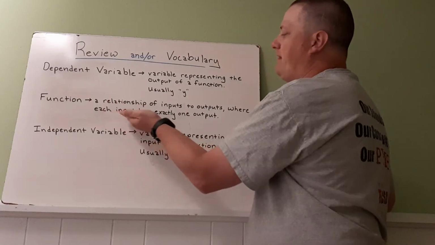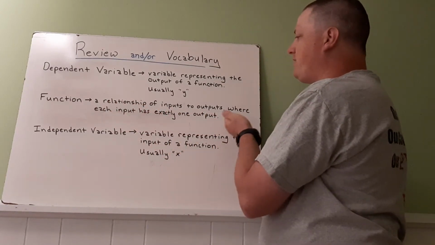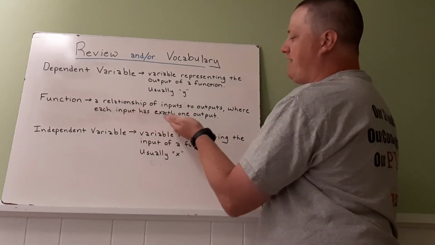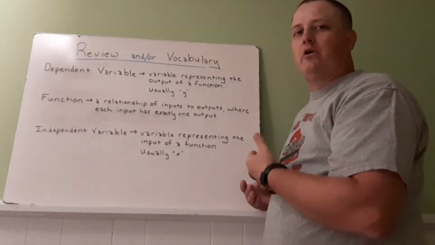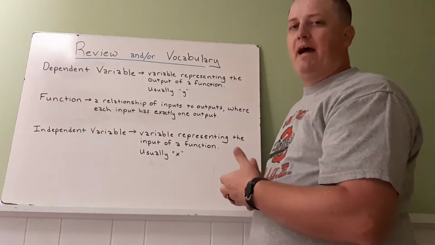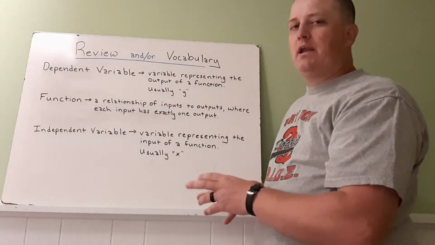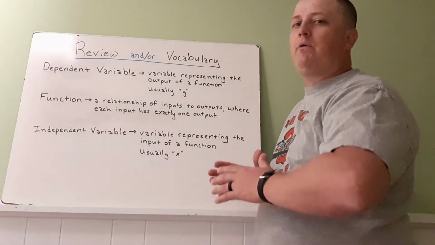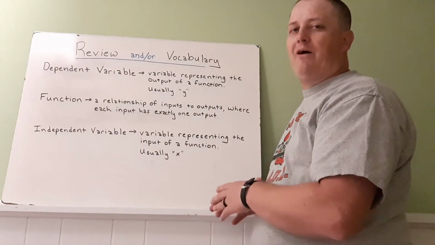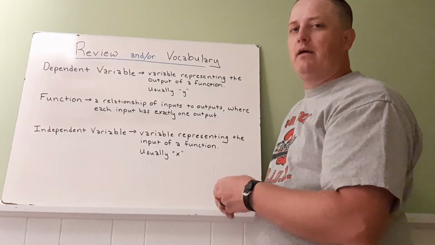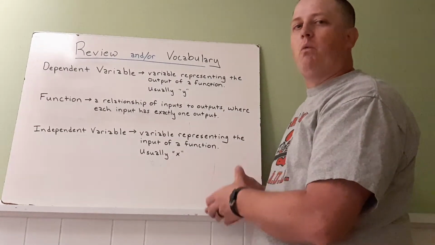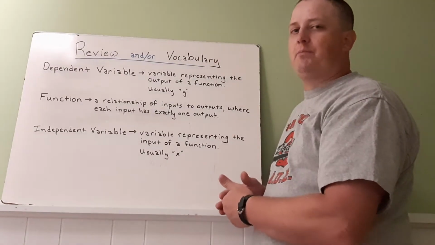Function, a relationship of inputs to outputs where each input has exactly one output. So the idea here is, if we make a math problem and we plug a number into the math problem, we will only get one answer out for each number that we put in. So we put in 5, we only get one answer for 5. We don't get multiple answers.